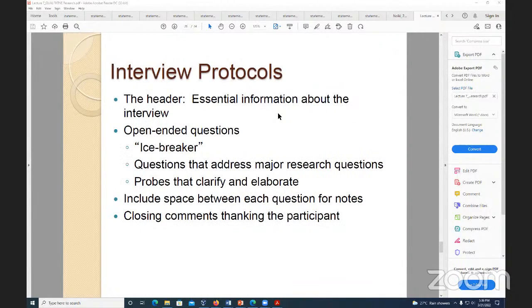So the interview protocol is going to include a header, an icebreaker, major questions that address major project research questions, probes that clarify and elaborate, and then there's space. So here's, oh, it's not there. So there's not an example on my screen.